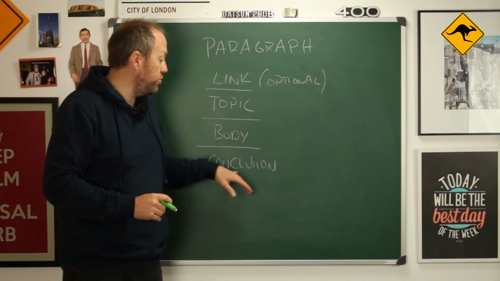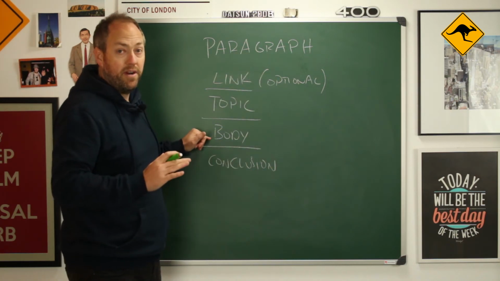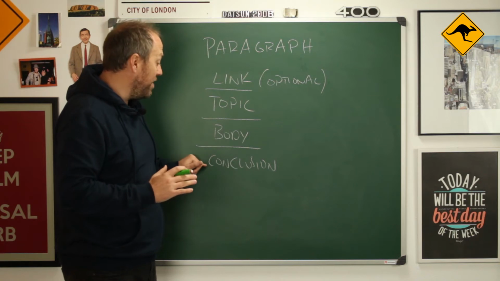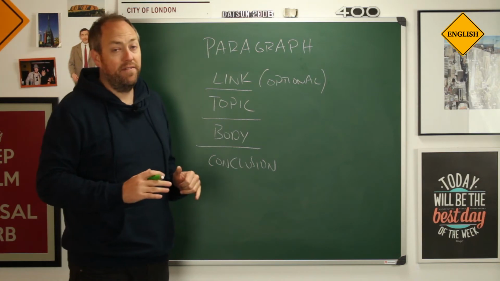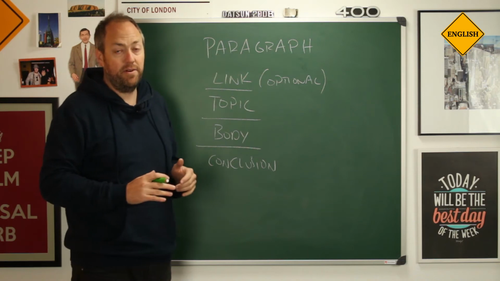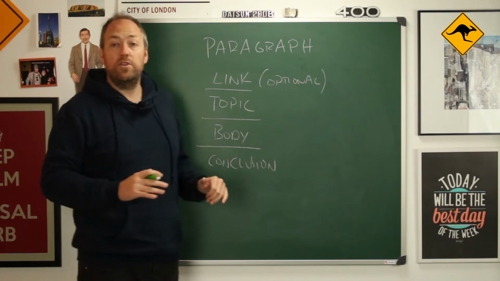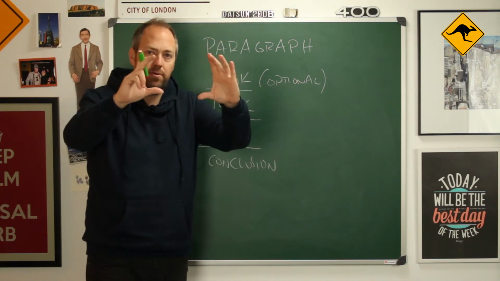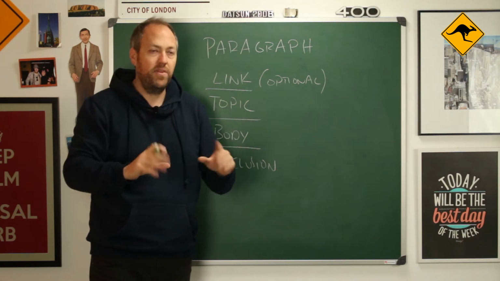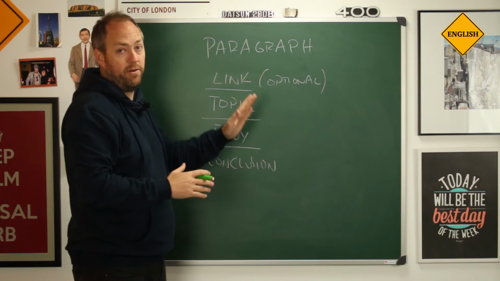So the conclusion summarizes the body of the paragraph. And it can also create a link to the next paragraph if we don't have a link at the beginning of the next paragraph. Okay? So this is how we make a paragraph. We don't want to have one page without a break. We want to separate our ideas. So you take your ideas from your brainstorm and you put them into paragraphs.